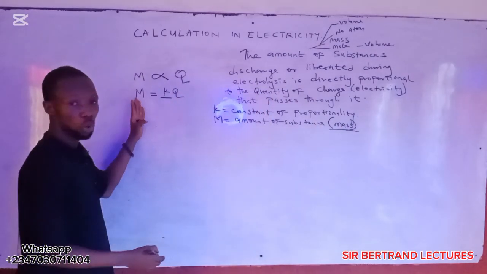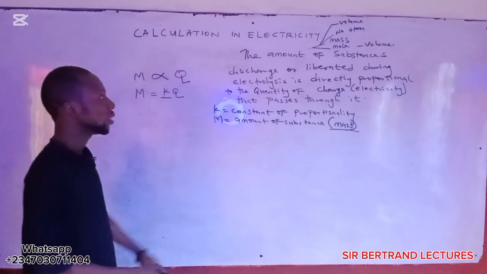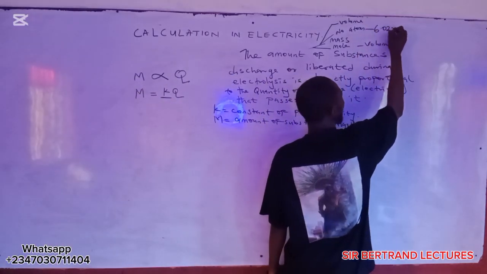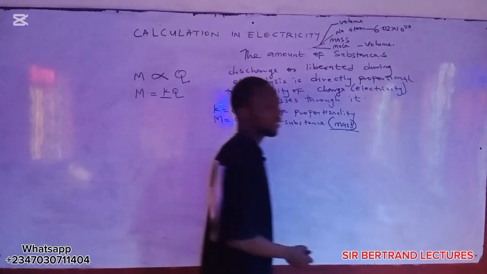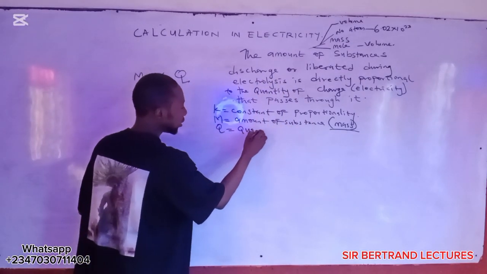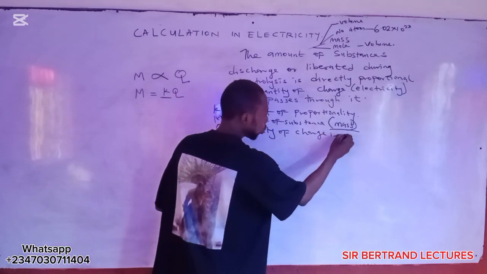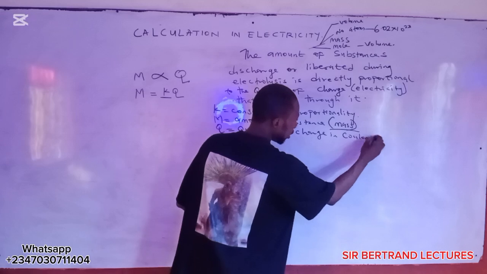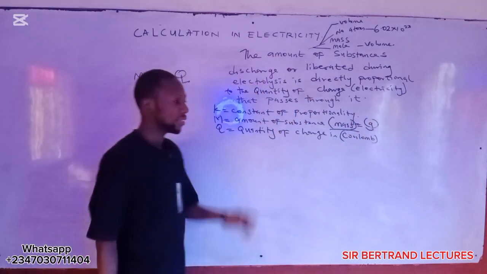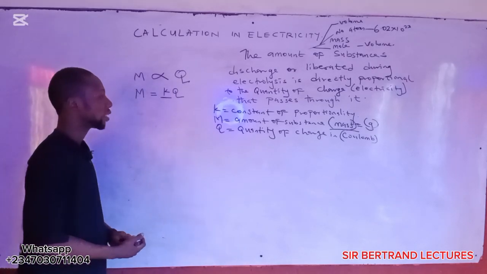But remember, it can be mole, it can be volume, it can be number of atoms, where we use the Avogadro constant, which is 6.02 times 10 to the power 23. Then the Q represents quantity of charge in coulombs. If it is mass, it is in gram. This is chemistry, so we use the mass in gram when solving.